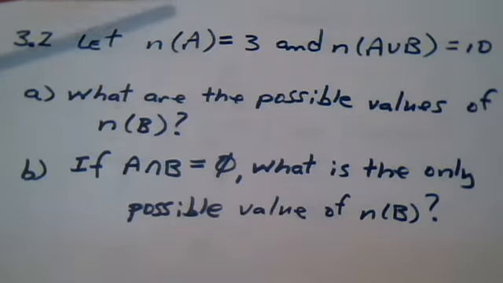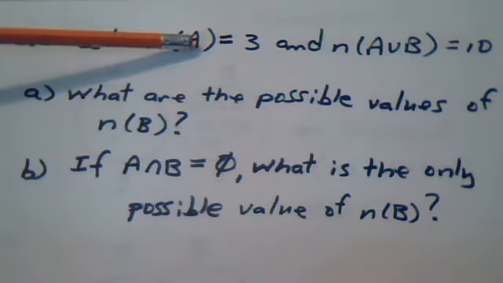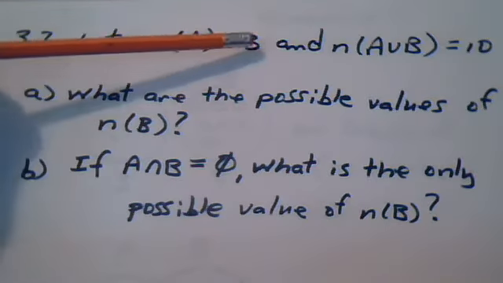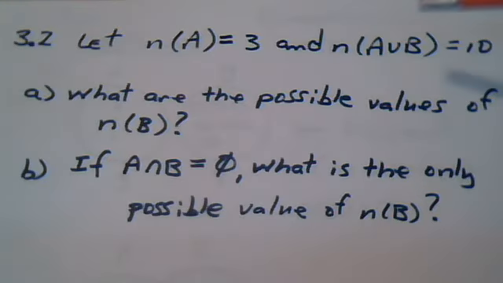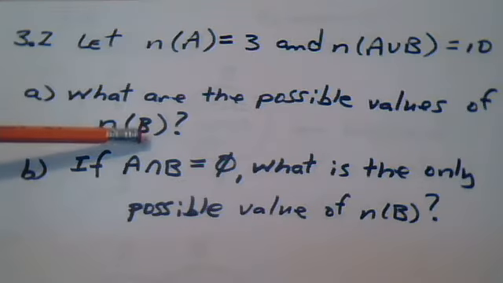Let the number of members in group A be 3. So this group called A has 3 members, 3 elements. And the number of members in the union of A with B equals 10. In other words, if you were to add the number of members in A with the number of members in B, you should get 10. What are the possible values of the number of members or elements in group B?